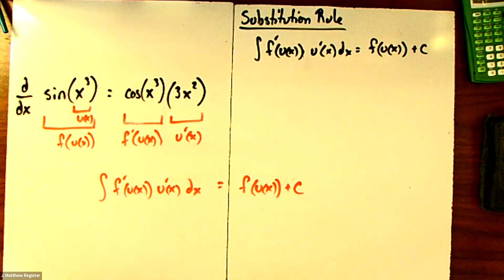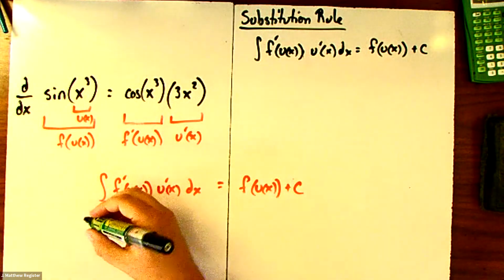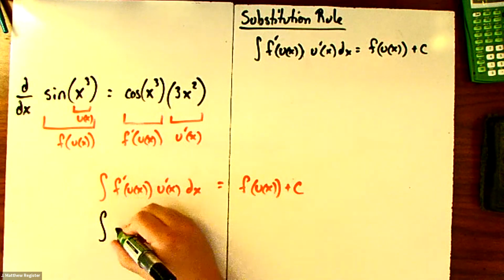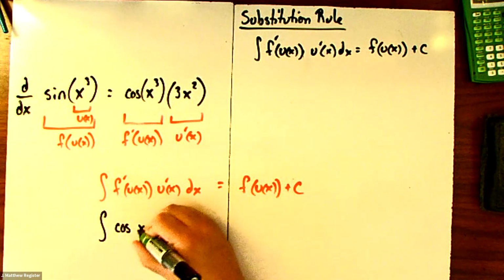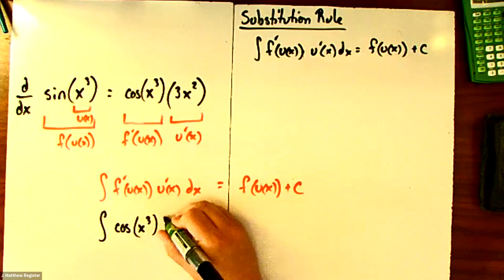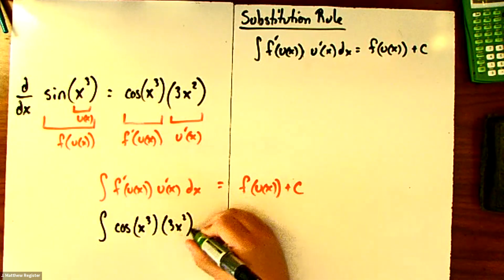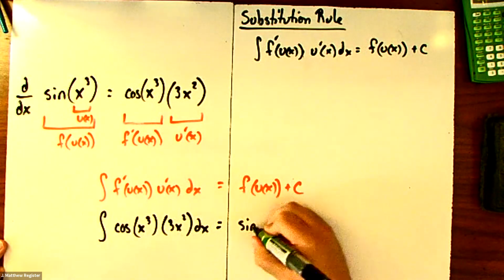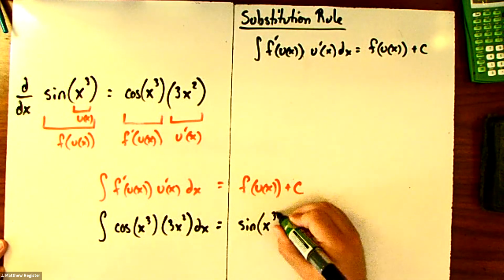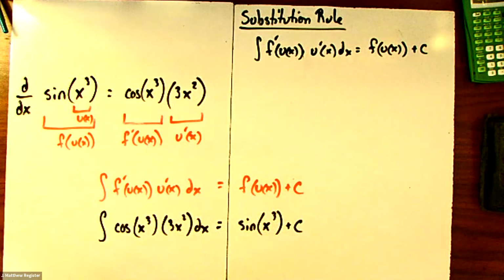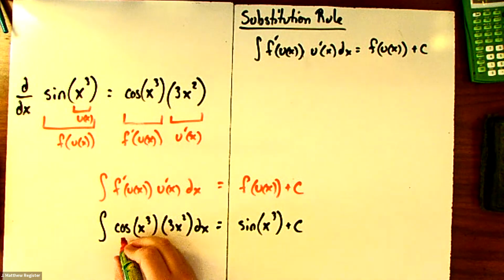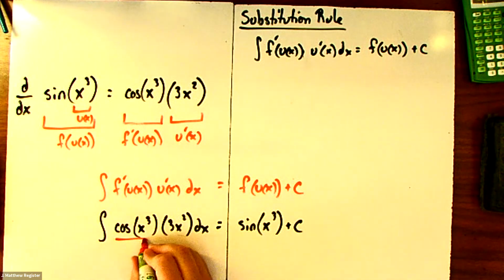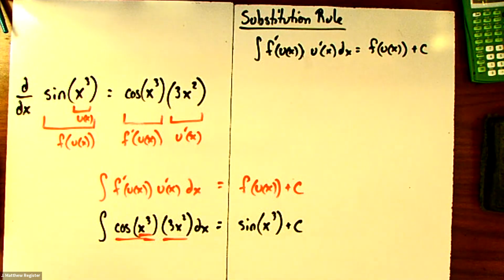Or if we wanted to see it written with our sines and cosines, this is just a fancy way of saying that the integral of cosine of x cubed times 3x squared dx is equal to sine of x cubed plus c. And I don't know if that made it easier to see or not, but we can start to see all of these different components and how they're all coming together.